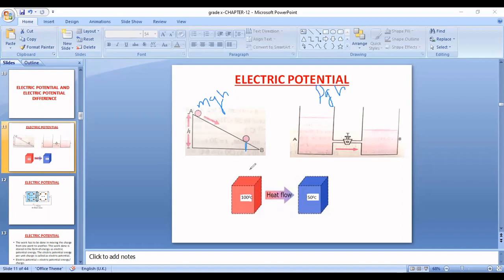Now come to the third figure. Here we can see we are having two bodies at different temperature. This body A, suppose it is having 100 degrees Celsius and the body B is at 50 degrees Celsius. So the heat is flowing from higher temperature to the lower temperature, right?